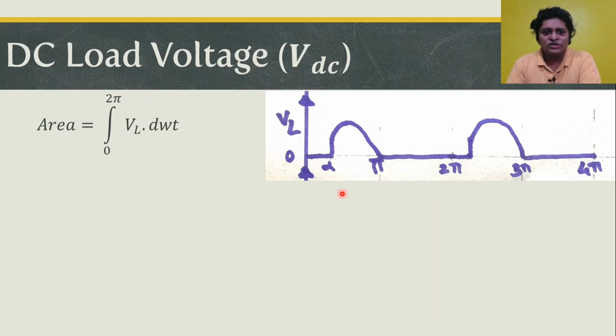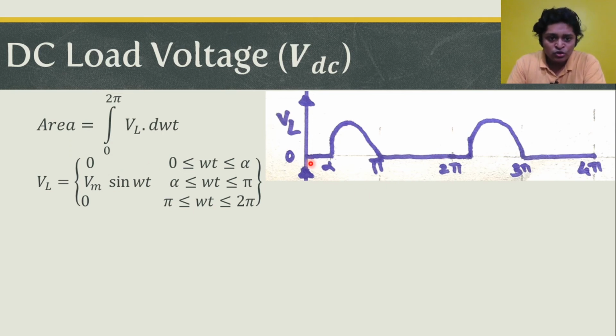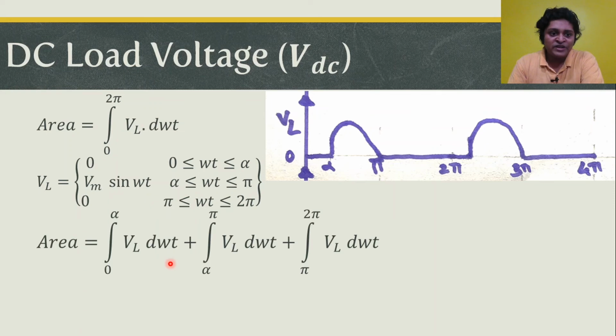Now as we can observe from the load voltage waveform, there are three different values. From 0 to alpha, the load voltage is 0, as we can see from the waveform as well. Again, from pi to 2 pi, the value of load voltage is 0. And from alpha to pi, we are getting a voltage which is in phase with the supply voltage. That is why we obtain the value of load voltage as Vm sine of omega t in the interval alpha to pi. Now, as we are having three different values, we need to split the integration in three parts: from 0 to alpha, alpha to pi, and pi to 2 pi.